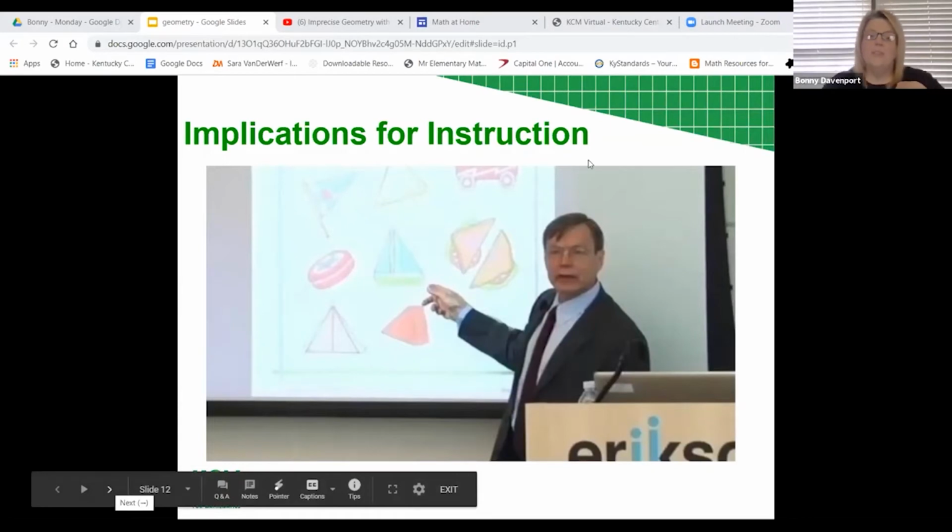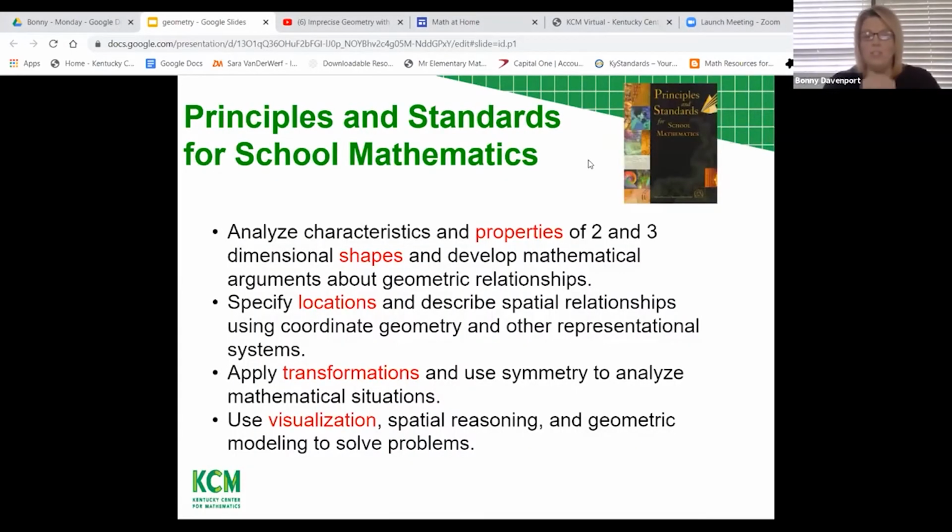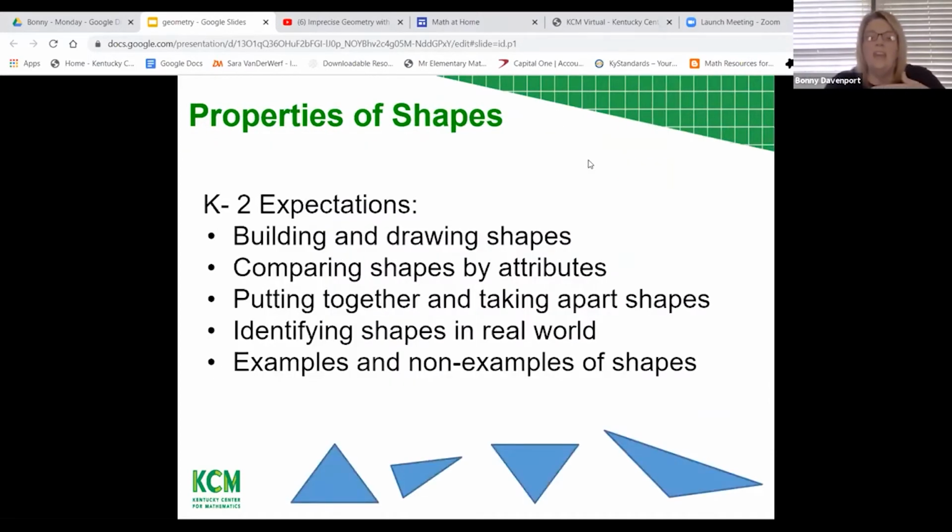Okay, so the Principles and Standards for School Mathematics said that we should be looking at, and this is K through 12, properties and shapes, locations, transformations, and visualizations for geometry. And in the K through 2 world, when we're thinking about the properties of shapes, we want our kids building and drawing shapes, comparing shapes by their attributes, putting together and taking apart shapes, identifying shapes in the real world, and examples and non-examples of shapes.